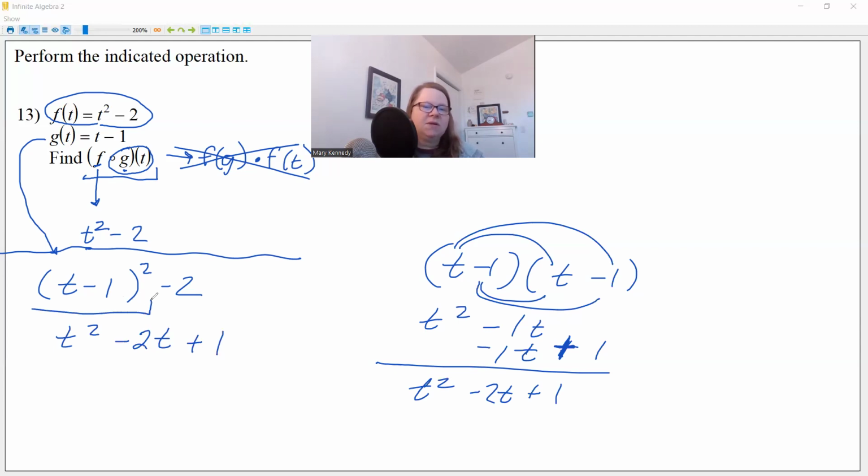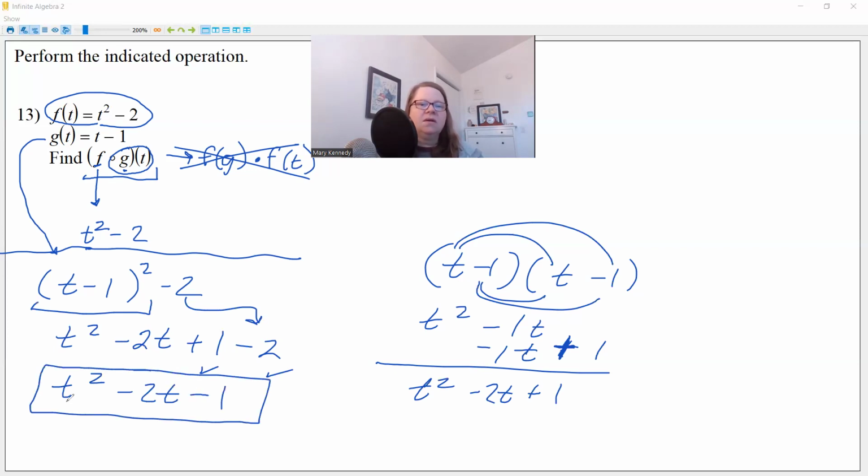That replaces t minus 1 squared. And then I need to not forget that I have a minus 2 at the end. So I've got t squared minus 2t. And then these are like terms. 1 minus 2 is negative 1. So my final answer here is t squared minus 2t minus 1.